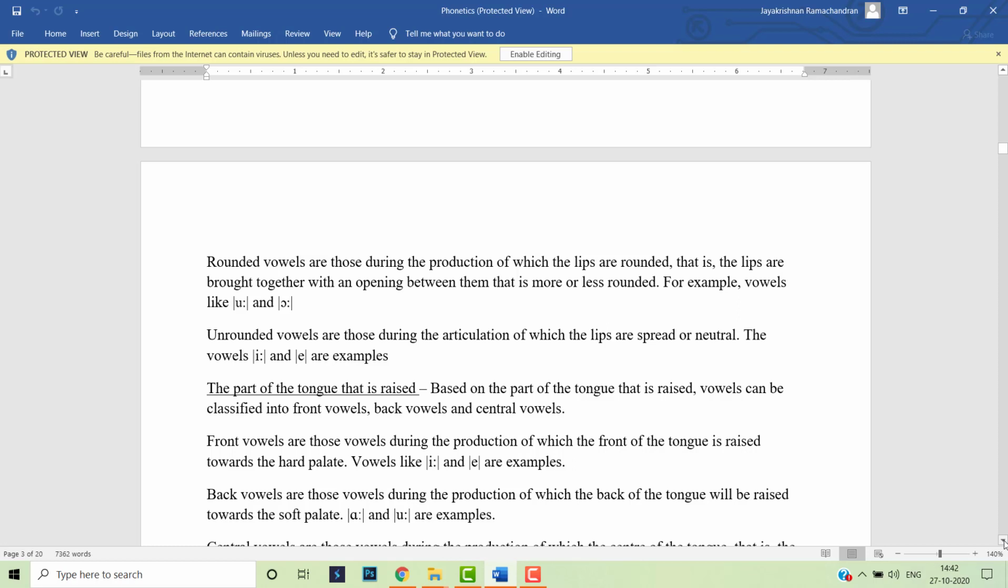Rounded vowels are those vowels during the production of which the lips are rounded, that is, lips are brought together with an opening between them that is more or less rounded.